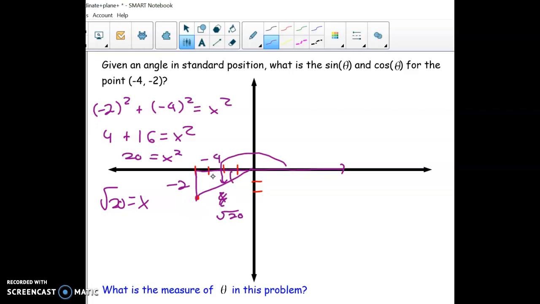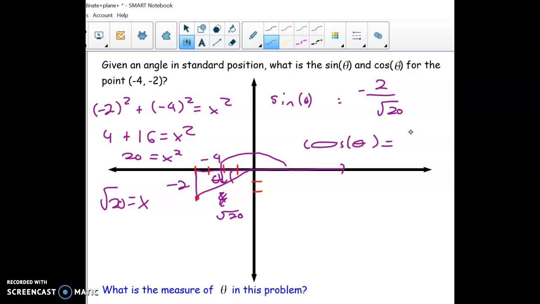Okay, so here's our reference angle theta right there in the middle, right? And so then when I do my sine ratio, I've just got to do the opposite over hypotenuse. It would be -2 over root 20. And then if we do the cosine for theta, sorry, my thing is just terrible.